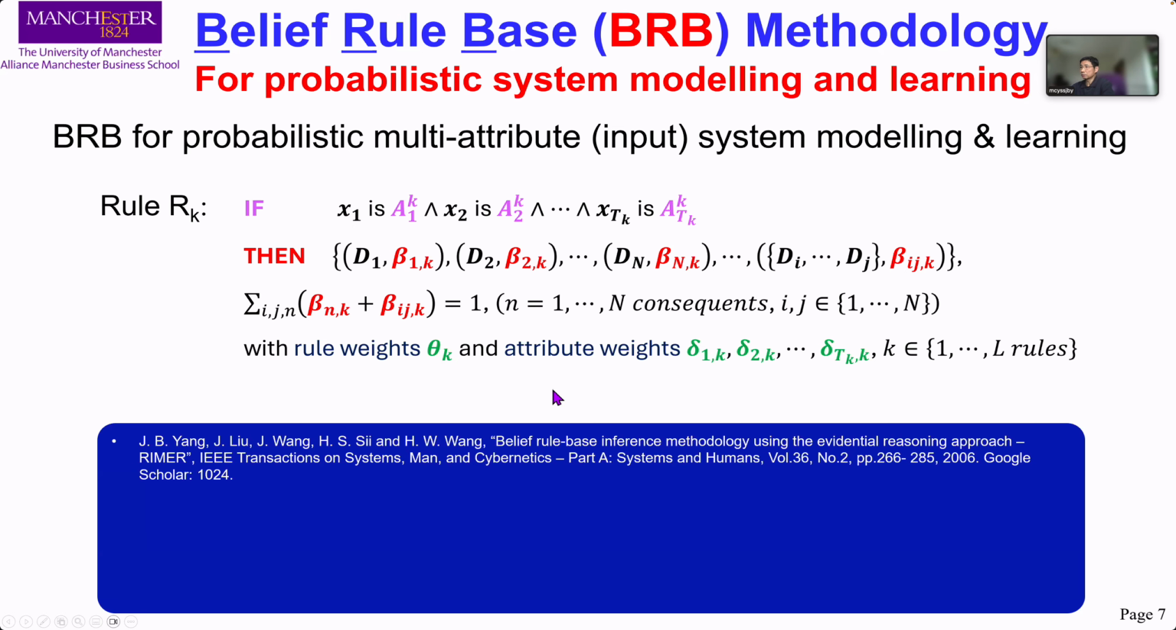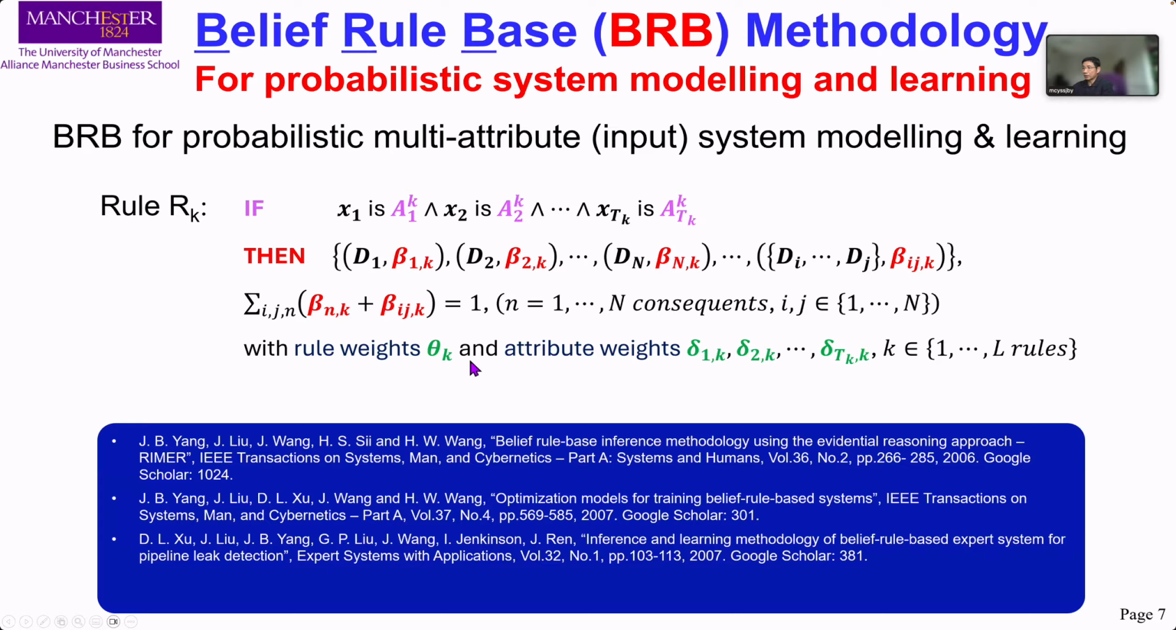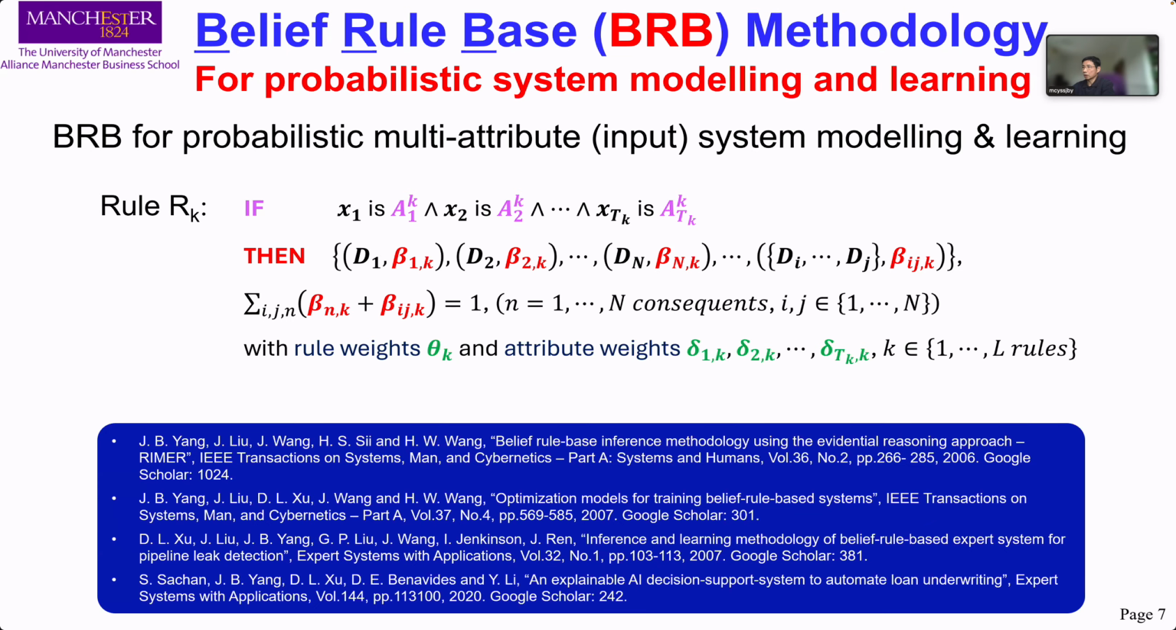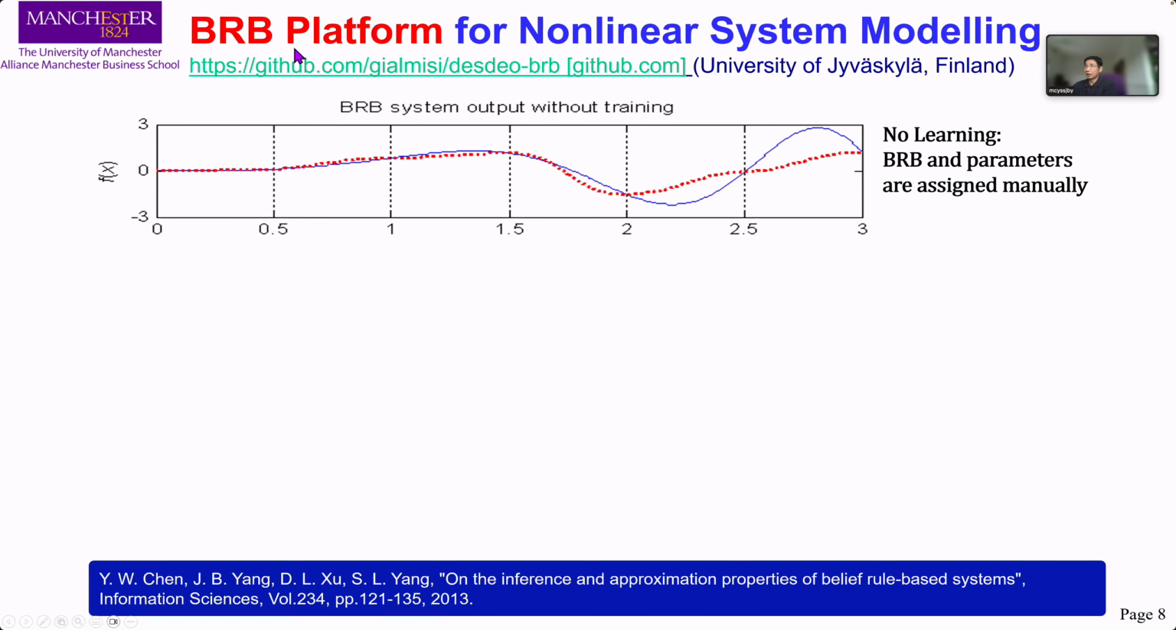For this kind of system, those parameters can be learned using data or can be assigned by using people or experts' judgments. And then we developed a system as well to support its application to different domains in engineering and also in finance. So I will show a few examples later on. This is one very simple example. We have also developed some platforms, which is an open source platform.